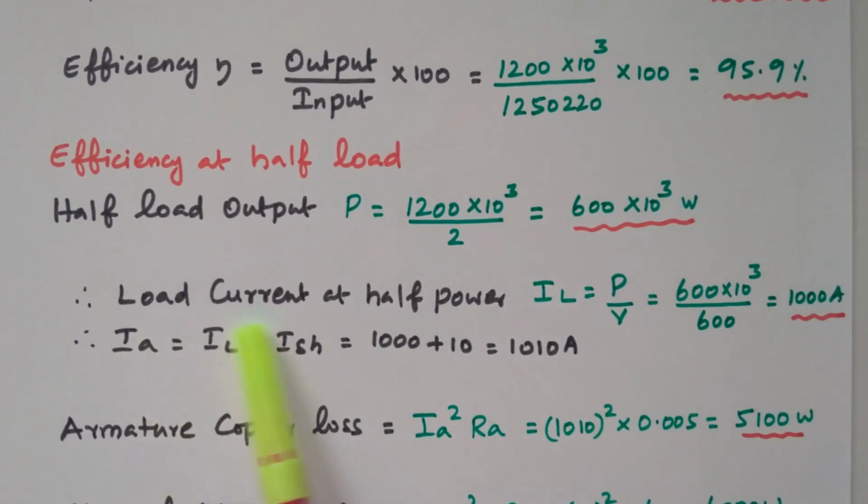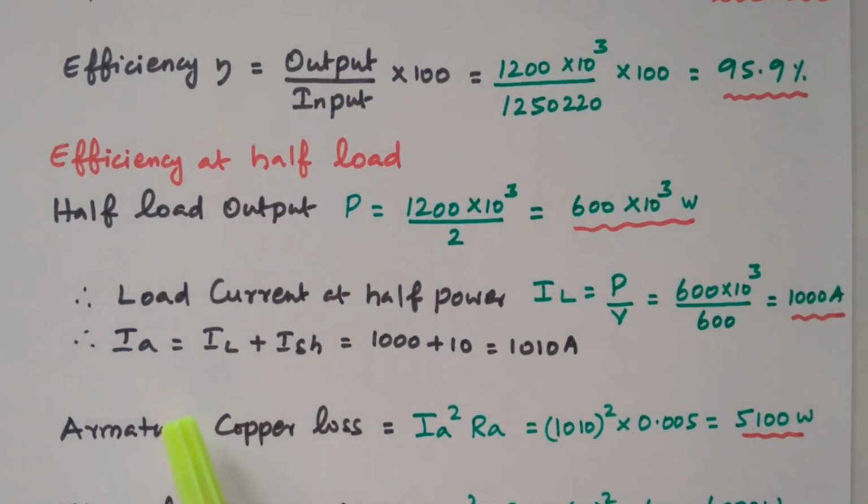Correspondingly, the load current at half power is IL equal to P divided by V, because the power is reduced, automatically the load current also will reduce. So 600 into 10 to the power 3 divided by the voltage 600, that is nothing but 1000 ampere. The load current is 1000 ampere. Earlier it was 2000 ampere, now reduced to 1000 ampere.